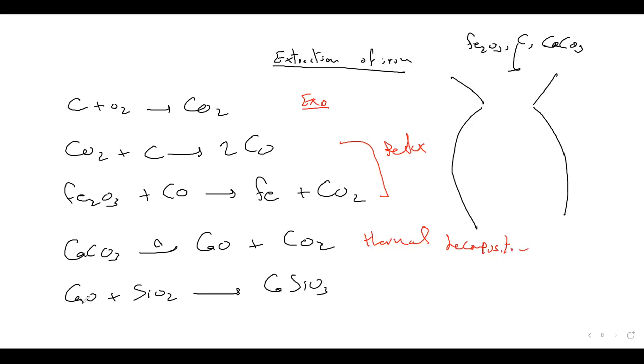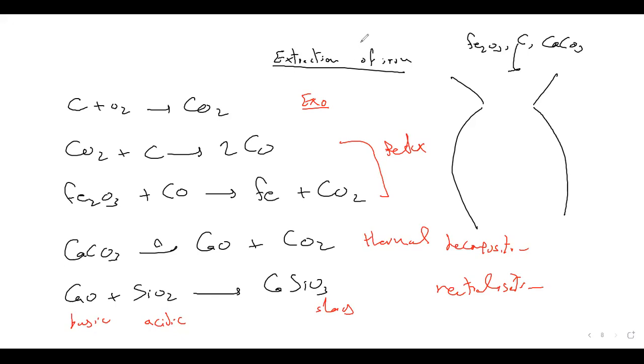After that, calcium oxide, a metal oxide which is basic oxide, reacts with a non-metal oxide, which is acidic oxide, to form slag. This is a neutralization reaction forming slag. So carbon reacts with oxygen to form carbon dioxide, which reacts with carbon to form carbon monoxide. Carbon monoxide reduces the iron oxide into iron. Then limestone is heated to form lime and carbon dioxide. Calcium oxide, which is basic oxide, reacts with acidic oxide to form slag. This is at the beginning.